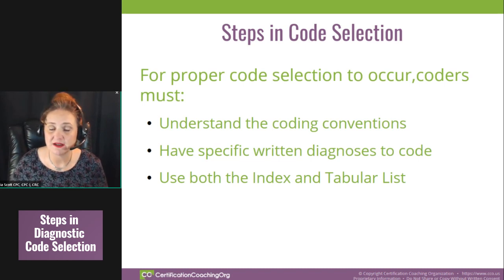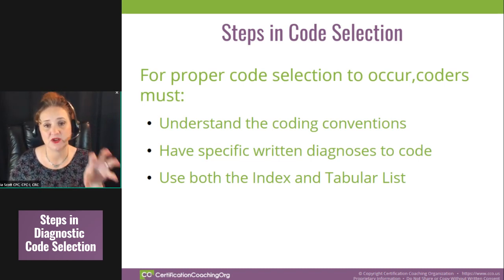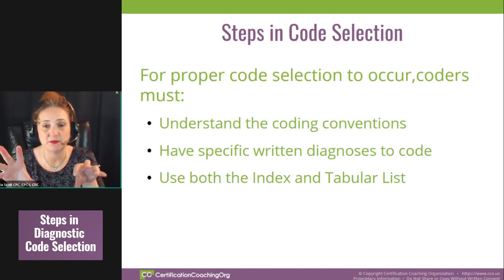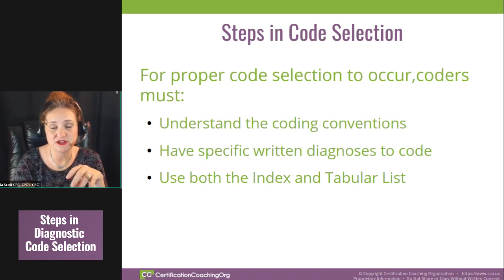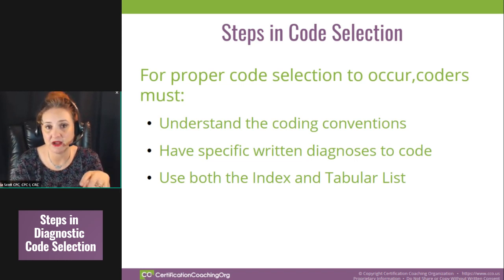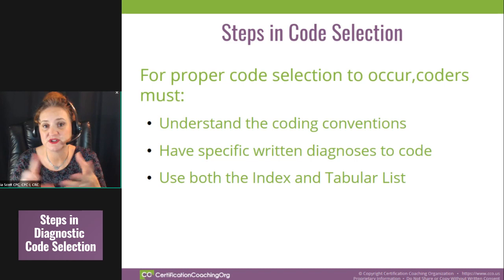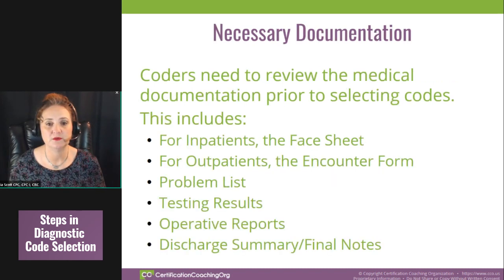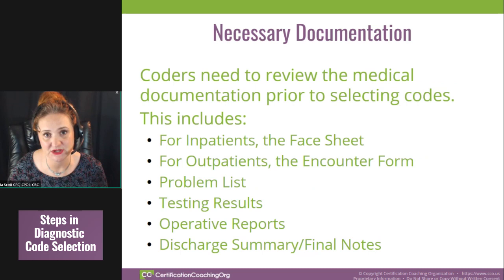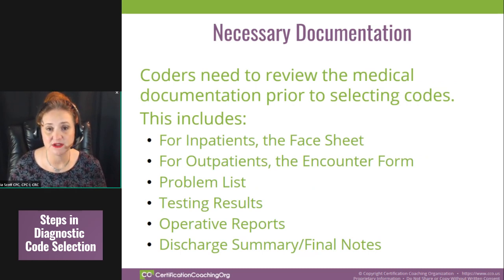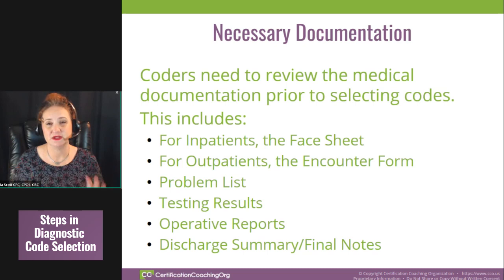Also, we've talked about the index and the tabular. The index is our launching point. That's going to tell us where to go in the tabular. And of course, the tabular is where all the definitions and those guidelines are going to be reiterated. All of those conventions that we talked about in the previous lecture are going to be notated there. Your excludes, your use additional code, code first, things like that. Don't worry, you're going to have those memorized in no time. And again, I'll tell you when there's something that you need to have memorized versus something you just need to be aware of. But those conventions will come.